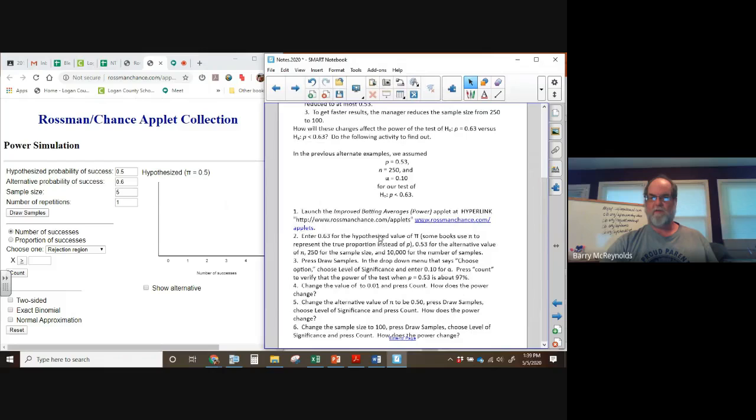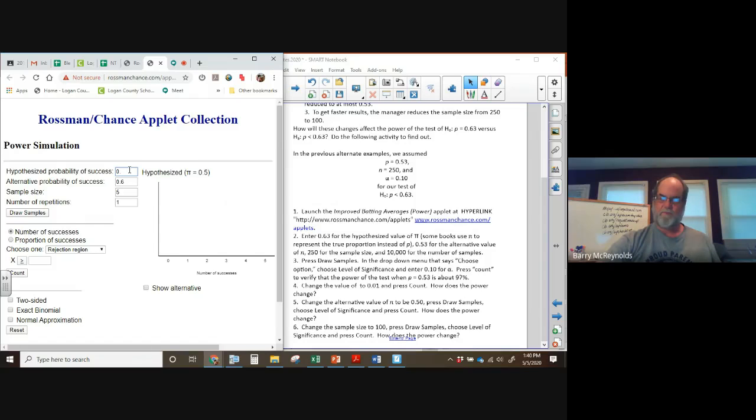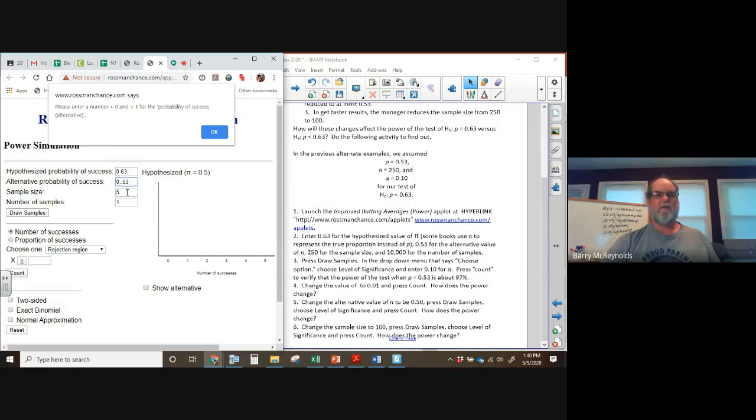It's a little hard to see, but we'll just have to do the best we can. Okay, so the hypothesized value now, we want to put in 0.63. The alternate hypothesis we want to test is 0.53. The sample size, oops, I've got a typo.